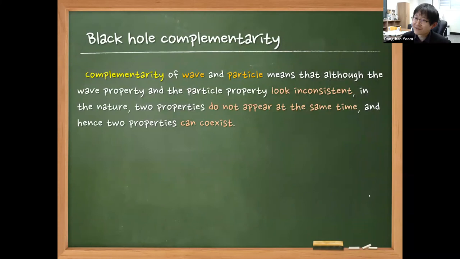So, more details of what black hole complementarity says. Before we say black hole complementarity, we need to mention complementarity. Indeed, complementarity in quantum mechanics is about wave-particle duality. Complementarity of wave and particle means that although the wave property and the particle property look inconsistent, so particle is particle and wave is wave, in nature the two properties do not appear at the same time. Basically, all objects are waves, matter waves. But if you measure, then you will see particles. When you see the particles, you will never see the wave. And if the object has a wave property, then it is no more a particle. So the two properties do not appear at the same time, and hence the two properties can coexist. That is the meaning of complementarity.